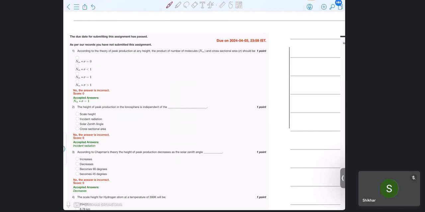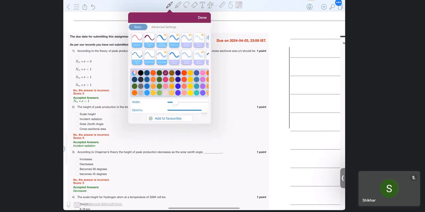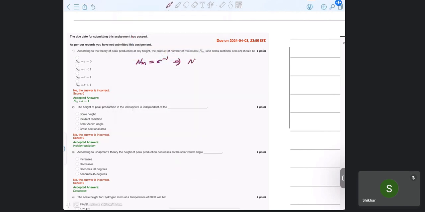So we did in Chapman's theory that the peak production happens when the total number of particles inside the volume is equal to the inverse of the cross-sectional area. So this signifies that n times sigma is equal to 1. This is one of the assumptions, so this term is right.